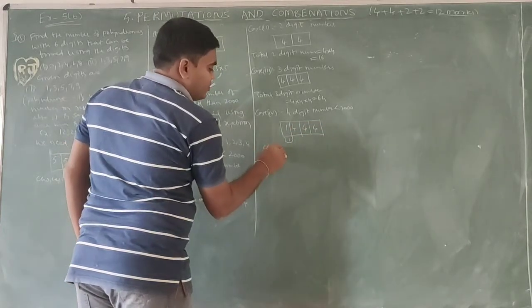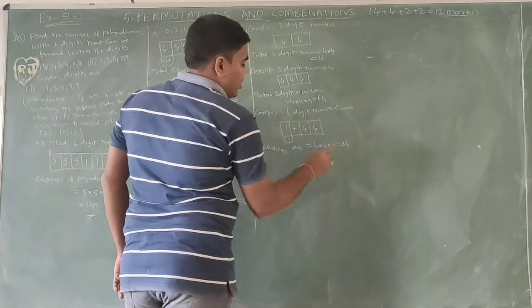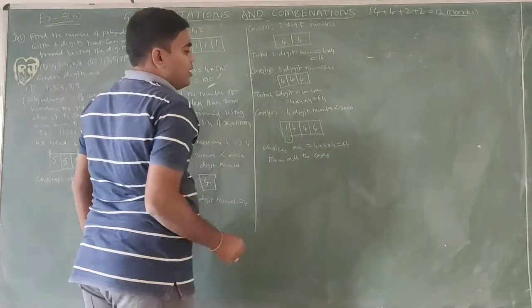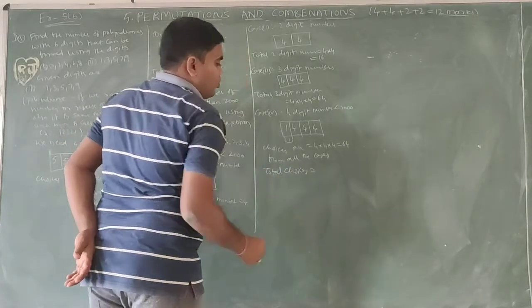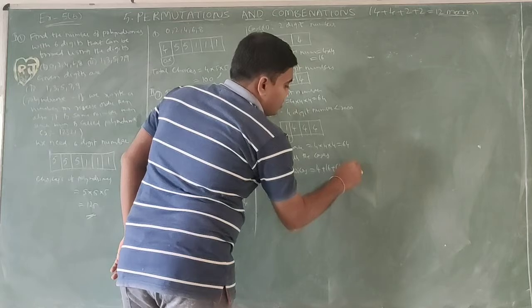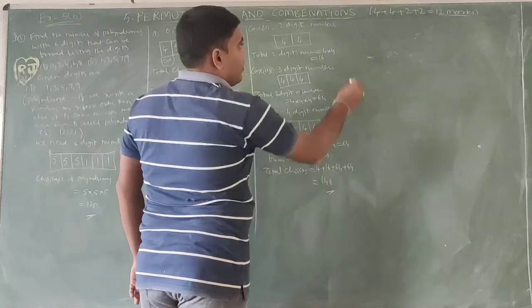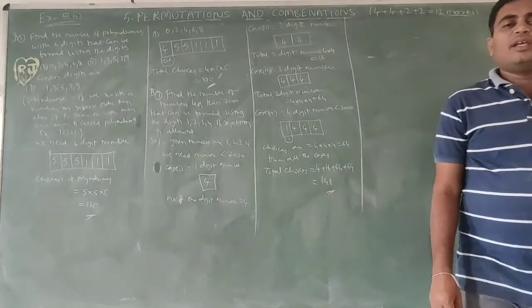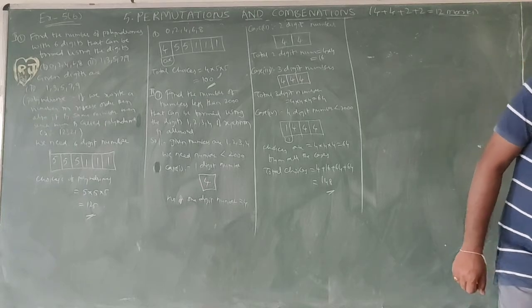So choices here are 4 into 4 into 4 equal to 64. From all the cases, total choices equal to 4 plus 16 plus 64 plus 64. 64 plus 64, 128 plus 20, 148. So there are 148 numbers less than 2000 with using digits 1, 2, 3, 4 when the repetition is allowed. Okay, next.